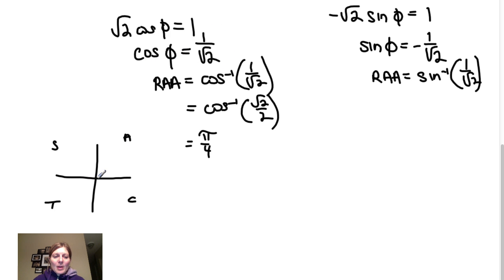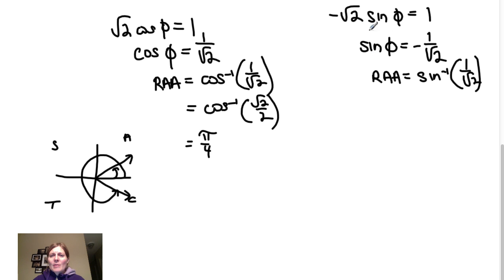So where is cosine positive? Well, it's positive in the A quadrant, it's positive in the C quadrant. So what that means is for phi, I have two different places where phi could be. Phi could be this value here, which is the related acute angle of pi on 4, or it could be this value way over there, which is going to be 2 pi minus pi on 4. So we have to decide which one we're going to use.